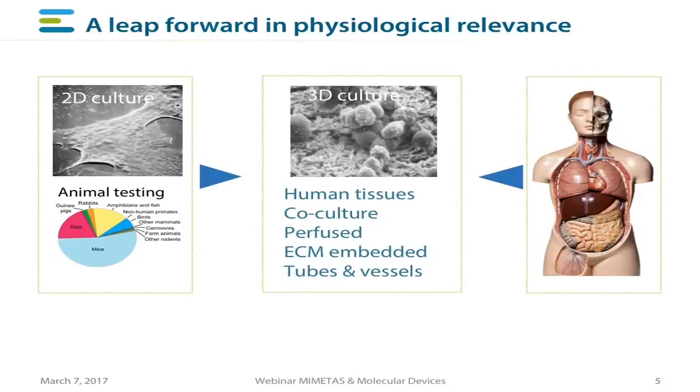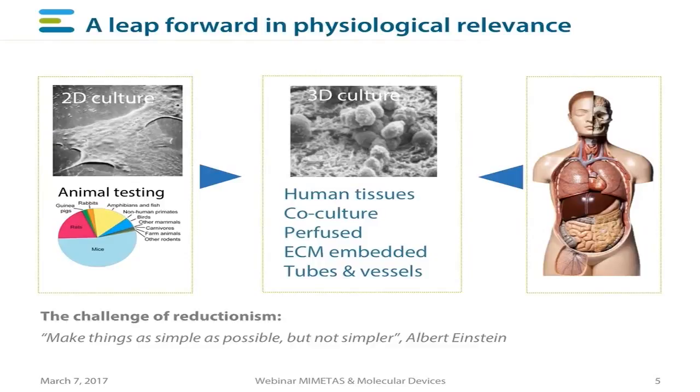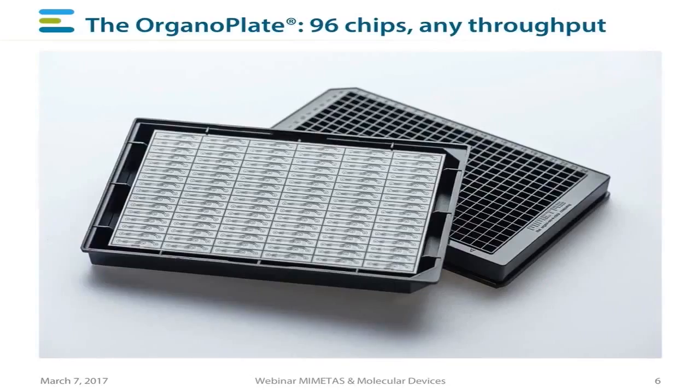The thing is that we need models which are complex enough to allow us to do the measurements that we want, but not too complex, which would prevent us from doing any useful experiments. As Einstein said, you gotta make things as simple as possible, but not any simpler. So that's why we developed the OrganoPlate.